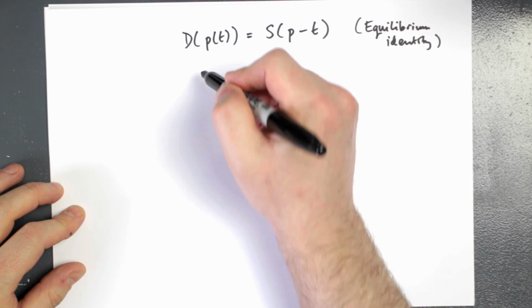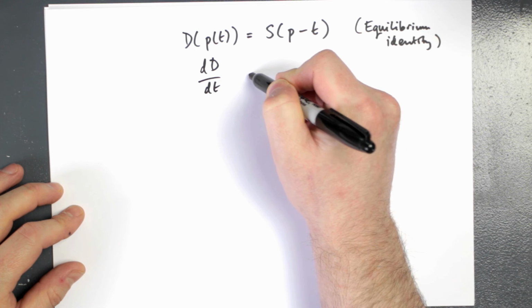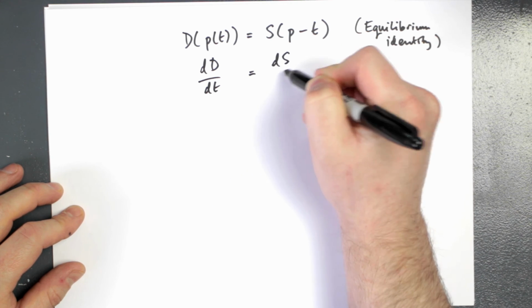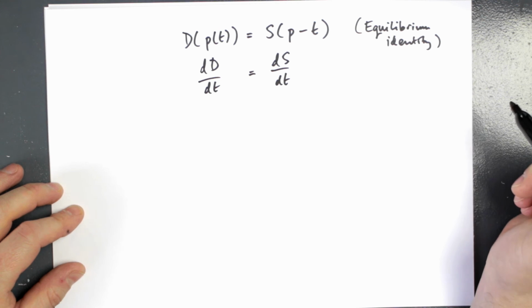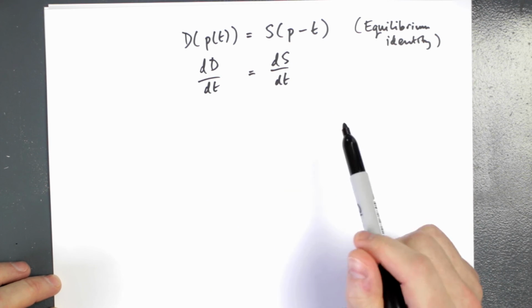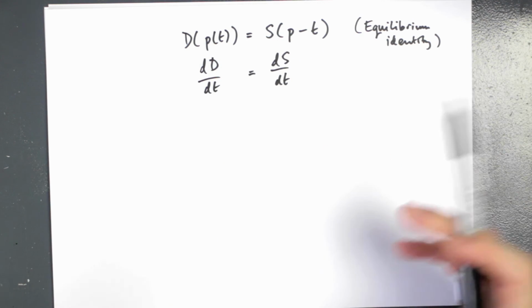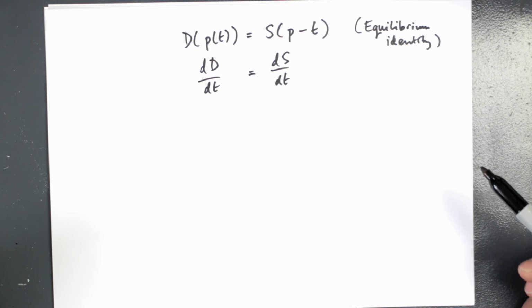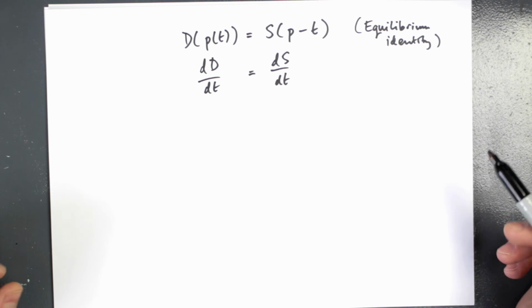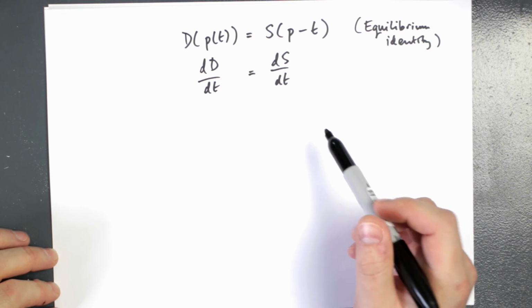Okay, so in this case, we could differentiate the demand with respect to T and the supply with respect to T. So we're differentiating. How does demand change as the tax changes? How does supply change as the tax changes? And implicitly, we're saying, well, also the price will be changing to maintain this equation or this identity, so that these two are still equal.